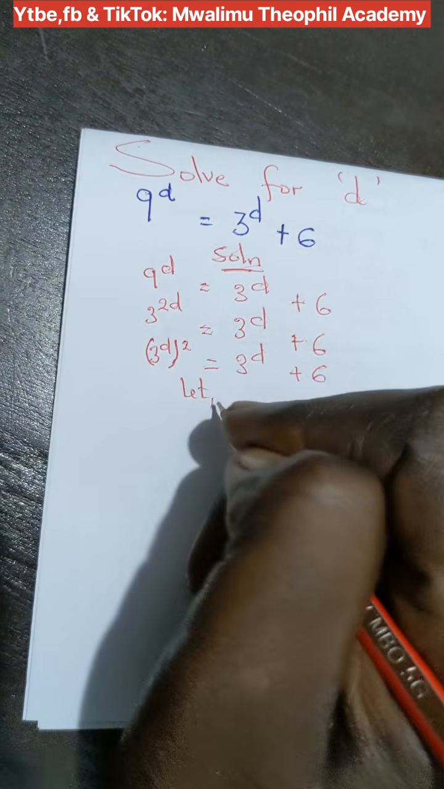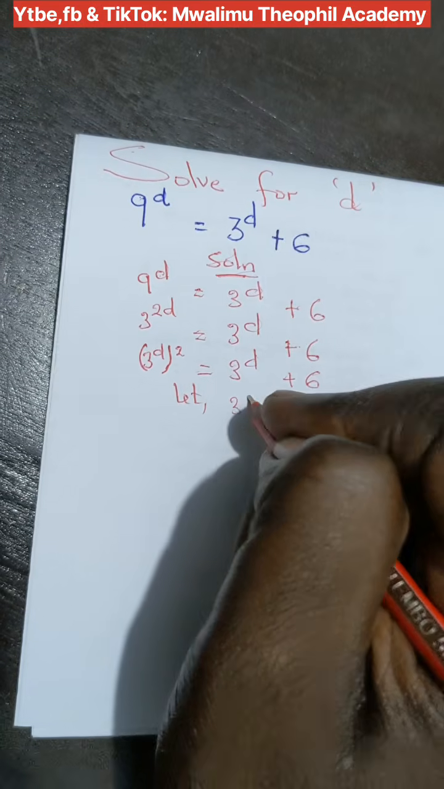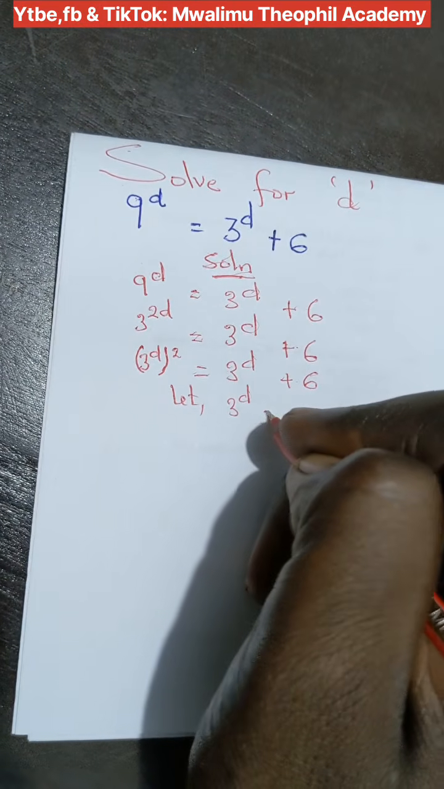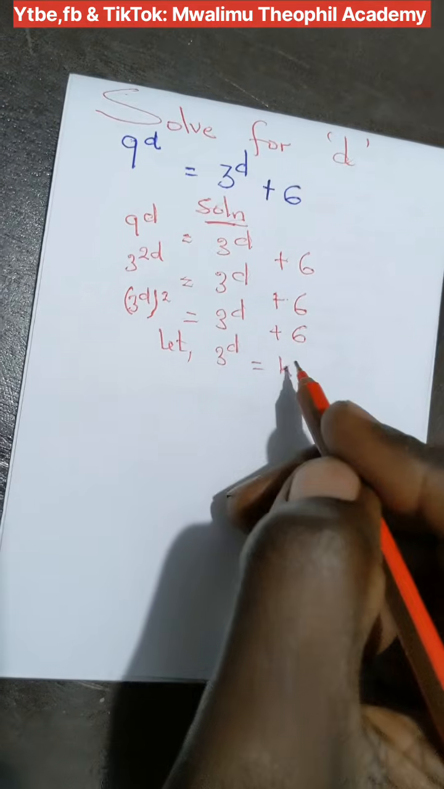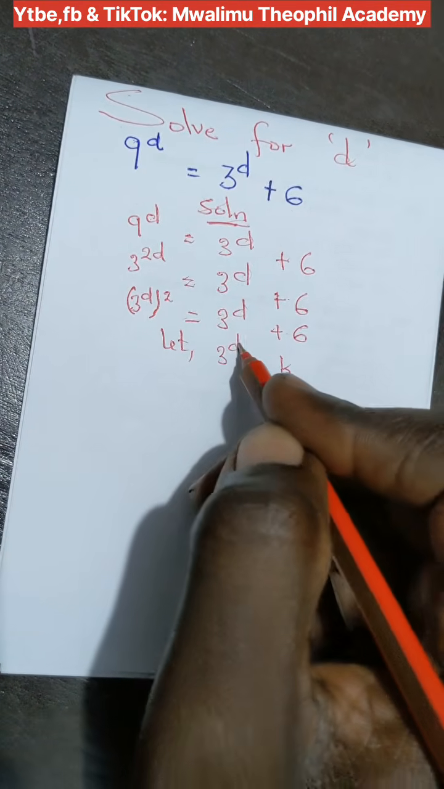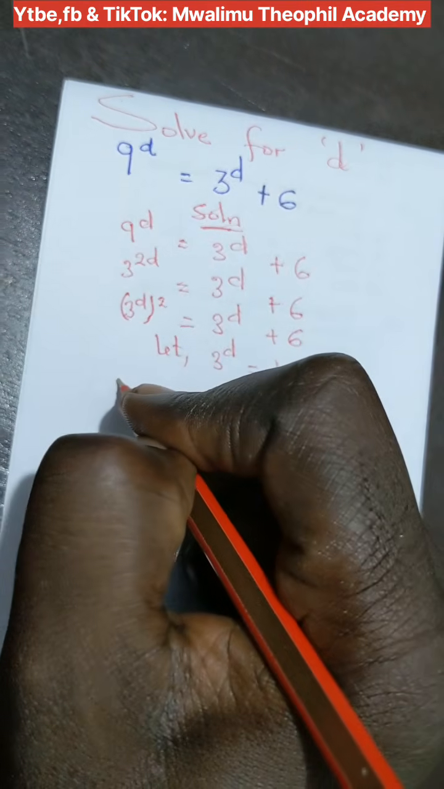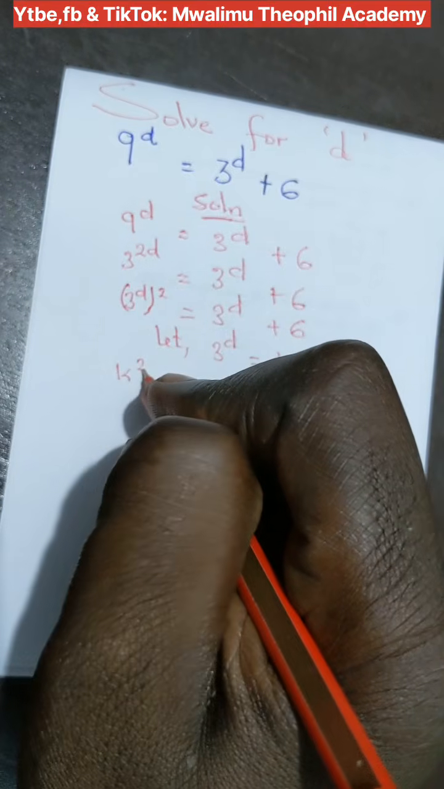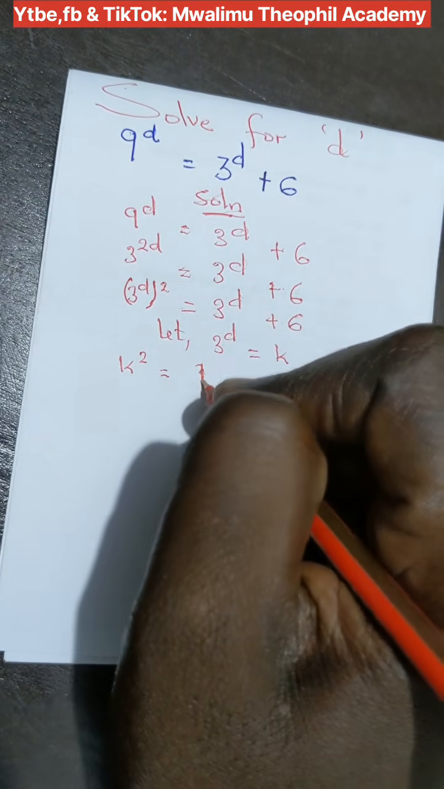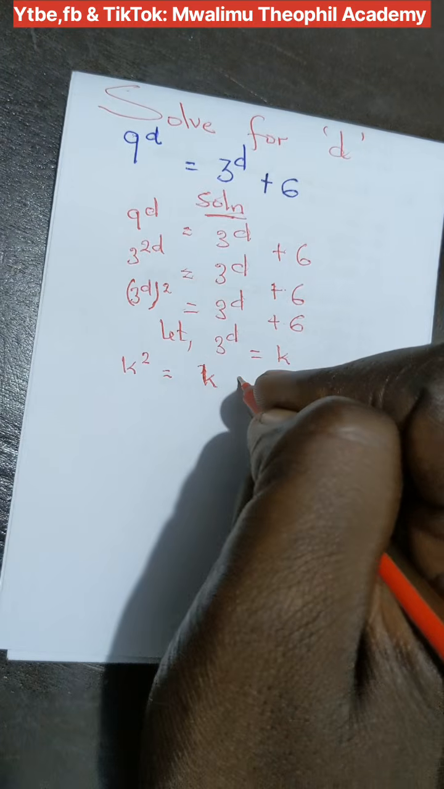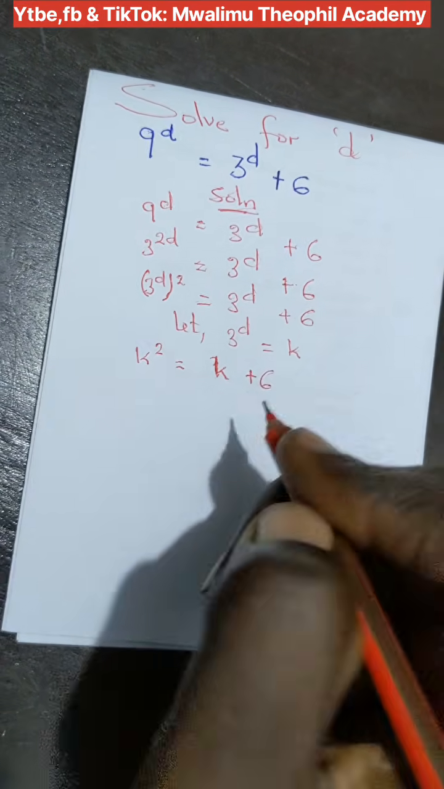Let 3 raised to D be equal to K. Now, we are going to substitute K into 3 raised to D. Now, we're going to have K squared times 3 raised to D, where we have said that is equal to K, is equal to K plus 6.